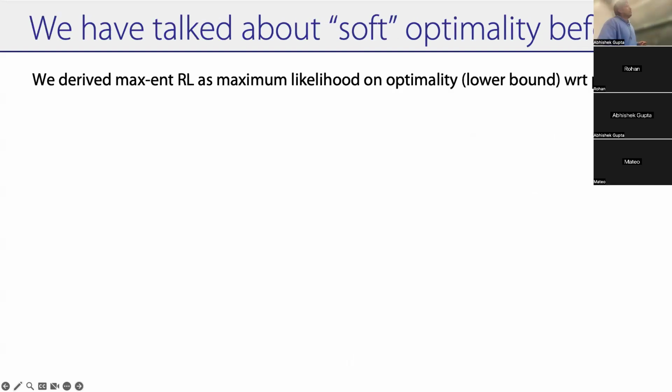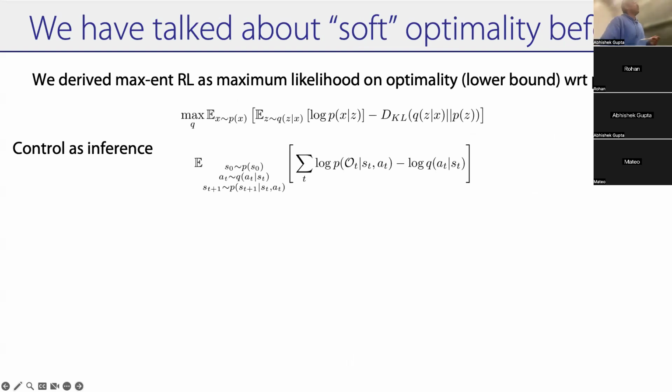So it turns out we've talked about soft optimality before for 3 lectures, right? And so we're going to reuse that framework, this control as inference framework. Just as a reminder, in control as inference we talked about variational inference, and how it gives us maximum entropy RL. We're going to try and derive maximum entropy inverse RL using the same framework, right?